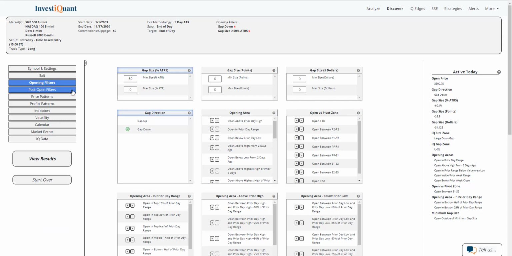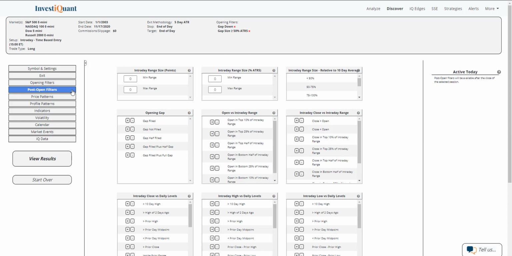Then I'm going to go to the post-open filters and describe the price action of not filling the gap. The S&P and the Dow have not filled their gap yet, but they're trading up near the highs of the session. So I'm going to click equals in this close and top 25% of the intraday range. This will mean that at 3 p.m. Eastern Time, the price is still in the top quartile of the intraday range, but it has not traded back to the prior day closing price.